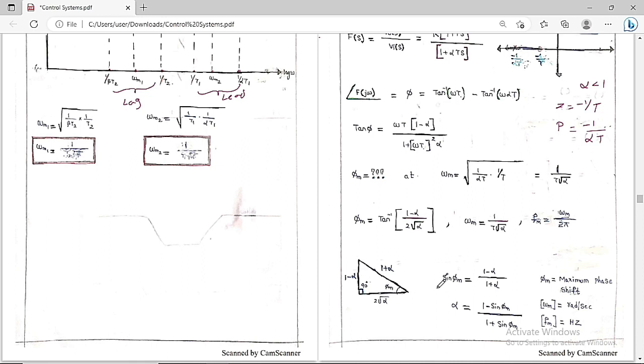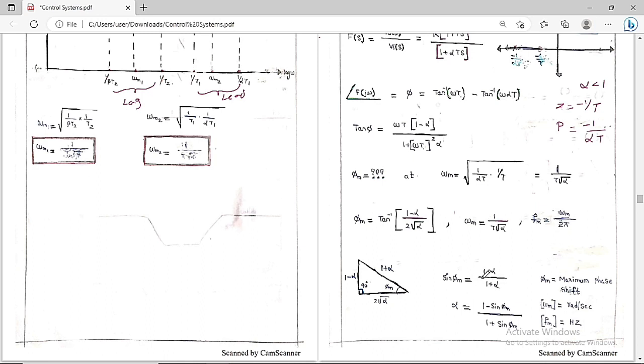So now we can write that sin phi m is nothing but opposite by hypotenuse, which is 1 minus alpha by 1 plus alpha. Cos phi m is nothing but adjacent by hypotenuse, which is 2 root alpha by 1 plus alpha. Or tan phi m is equal to 1 minus alpha by 2 root alpha. You can write anything, but I always choose to remember sin phi m is equal to 1 minus alpha by 1 plus alpha. So this triangle you always have to keep in your mind. A right angle triangle, and this angle is phi m. So 1 minus alpha, 1 plus alpha, 2 root alpha. So sin phi m is equal to 1 minus alpha by 1 plus alpha.